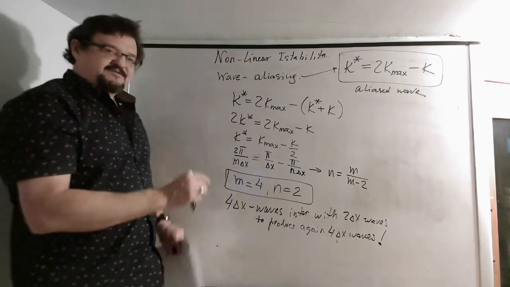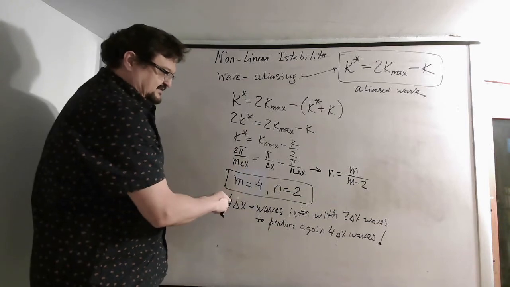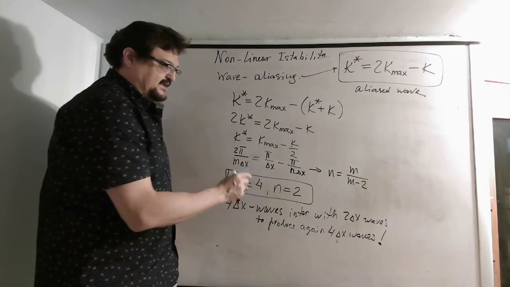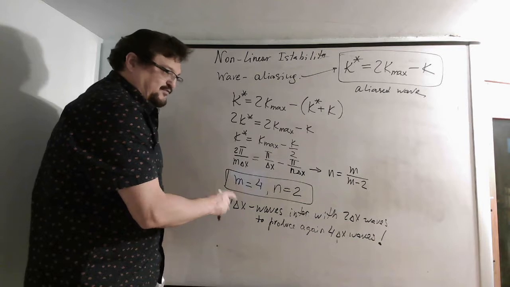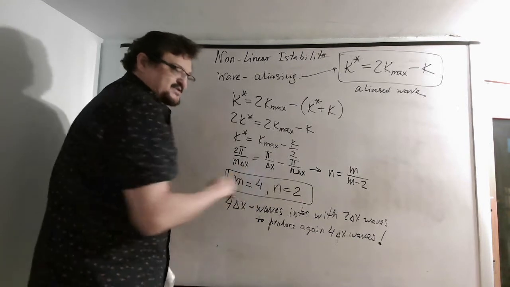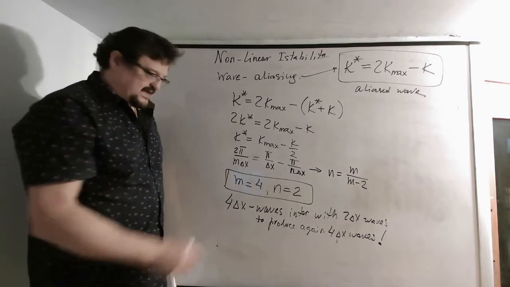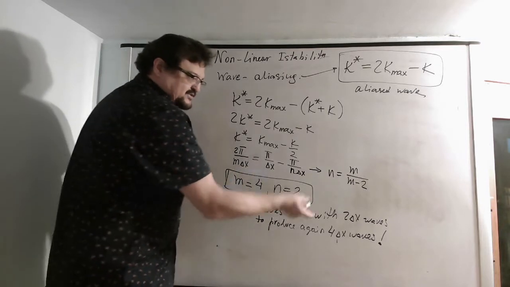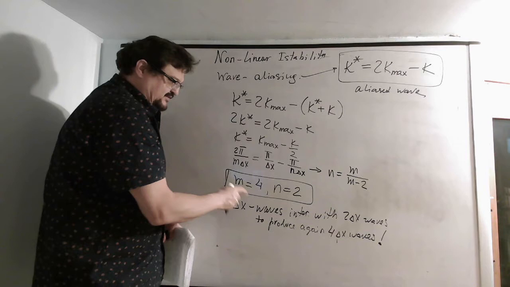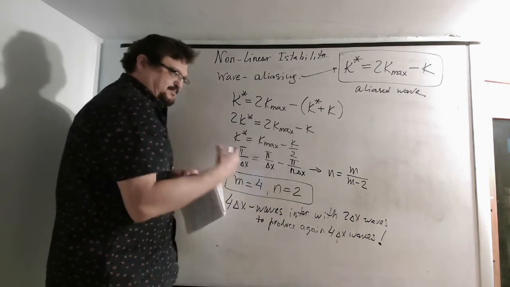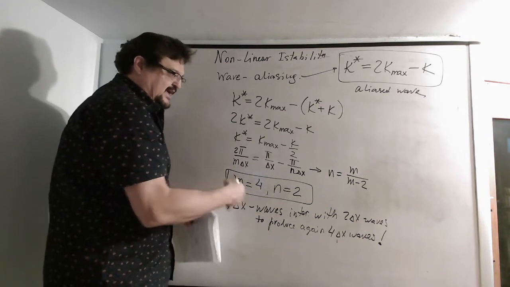So basically, if you have energy in 4 delta x waves and 2 delta x waves, and then they interact, then 4 delta x basically sucks all the energy from 2 delta x and grows. And then some process creates more 2 delta x waves, and they interact with 4 delta x waves, creating even more energy in 4 delta x waves, and so on.